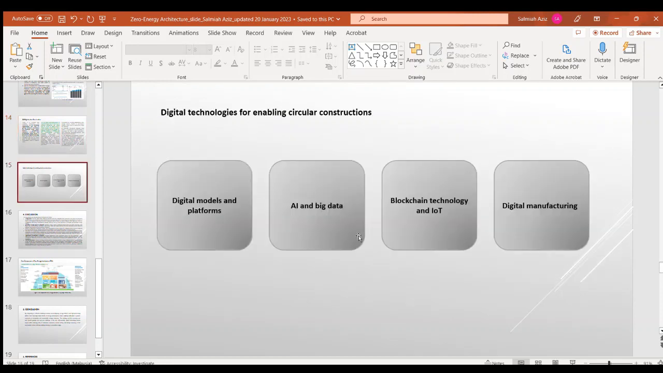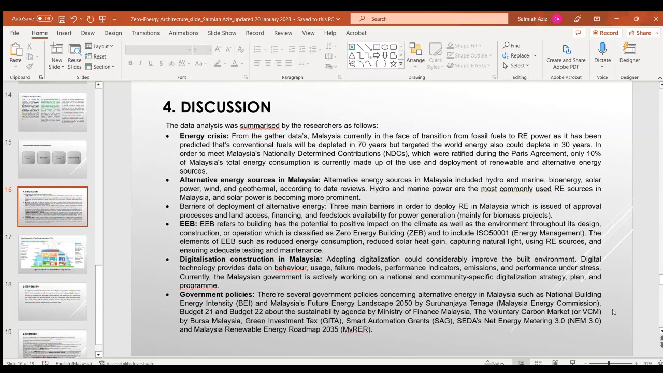So there are 4 components in the digital technology for enabling circular construction, which are digital models and platforms, AI and big data, blockchain technology and IoT, Internet of Things, and also digital manufacturing. Next, we move on into discussion for the topic today.